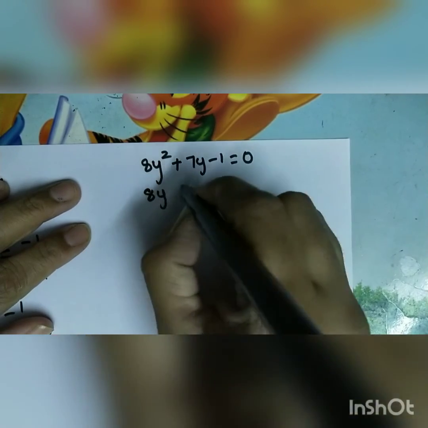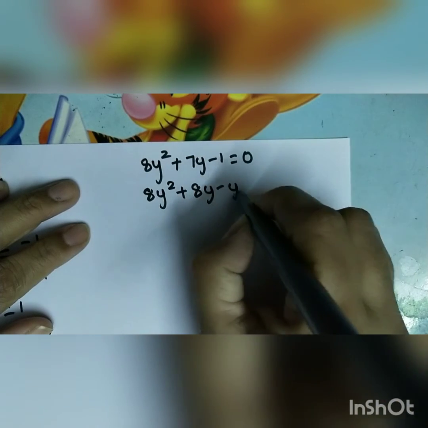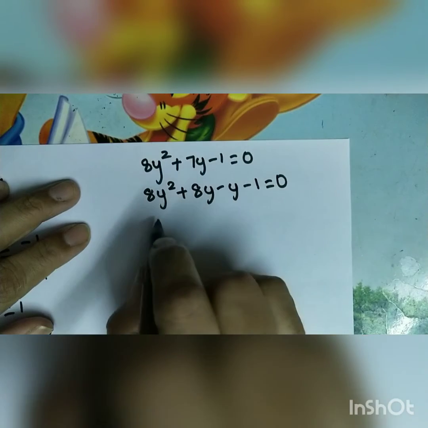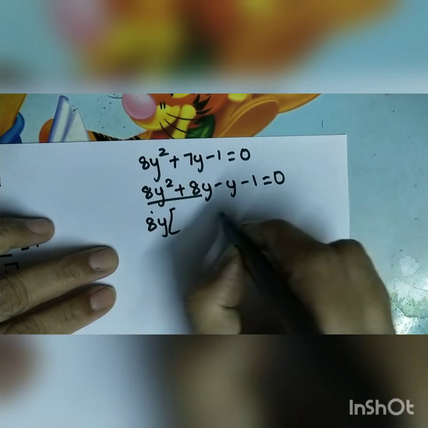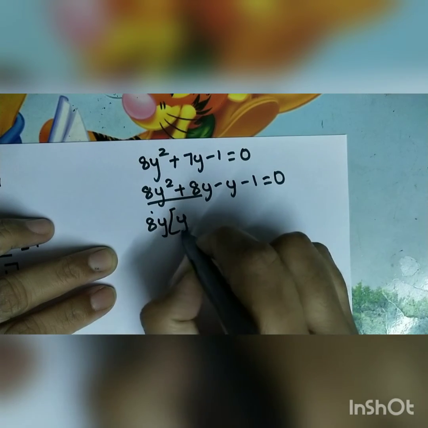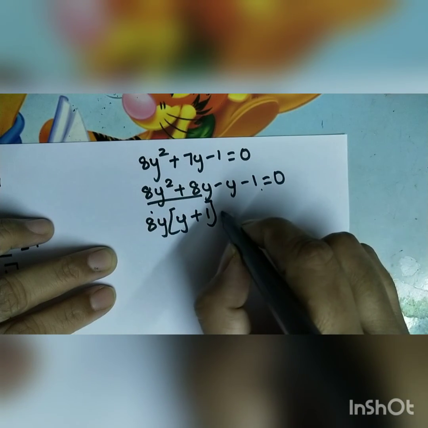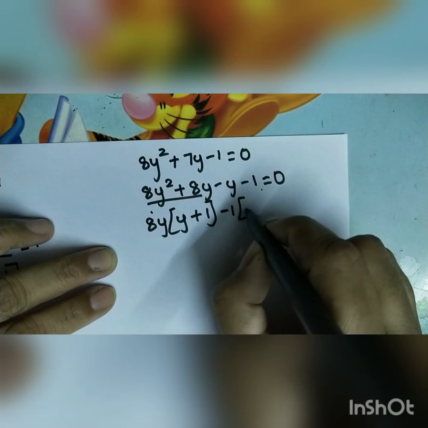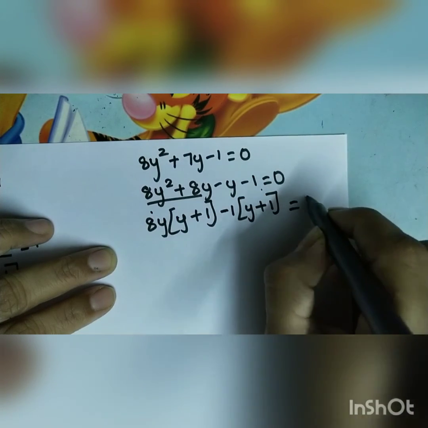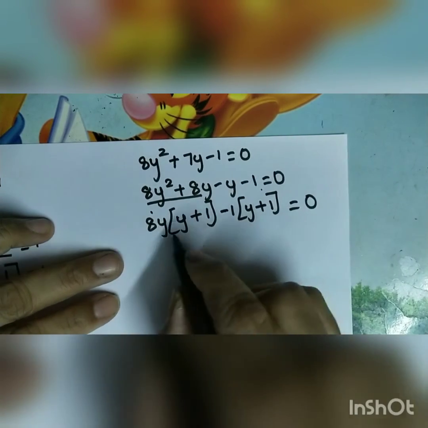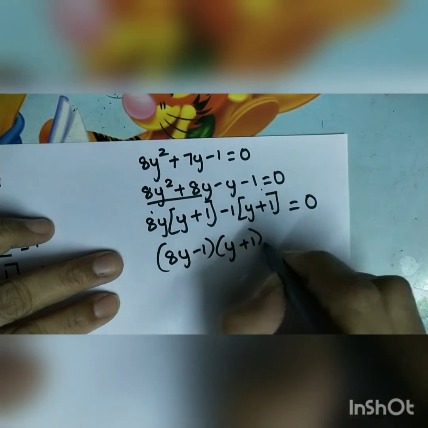I'll further expand it like 8y square plus 8y minus y minus 1 equal to 0. In these two terms 8y is common. I'll take it outside. Inside the bracket I will keep it as y, and in this I'm going to keep it as 1. Now look at these two terms. I'll keep minus 1 outside, and inside the bracket I'm going to keep y plus 1 is equal to 0. When we solve this we get the two factors, that is 8y minus 1 and y plus 1 is equal to 0.